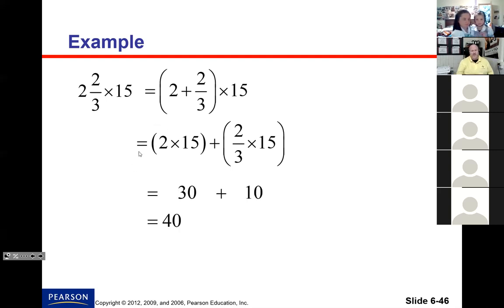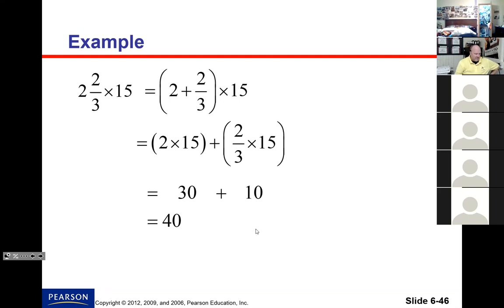But this is interesting, the way they do it, right? 2 times 15, they break it down into 30, and then 2/3 of 15. This is where kids are going to struggle, with the 2/3 of 15. But again, when you teach it, it's up to you how you break it down. I prefer the method of changing it from mixed to improper.